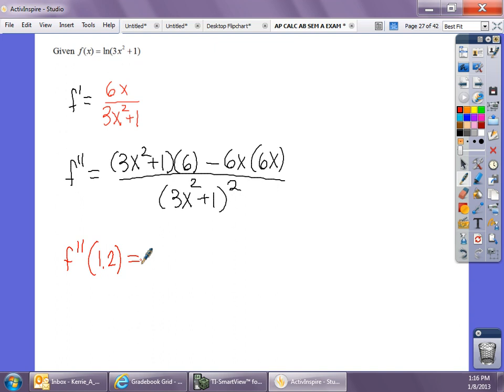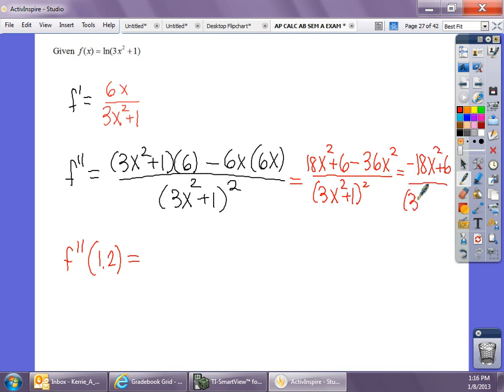So let's see if we can clean this up a little bit. We get 18x squared plus 6 minus 36x squared all over 3x squared plus 1, squared. We get negative 18x squared plus 6 all over 3x squared plus 1, squared. Because the denominator is squared, that's going to be a positive value in the denominator. Now I just have to check negative 18 times 1.2 squared plus 6. I want to know if that would be a positive value or a negative value.